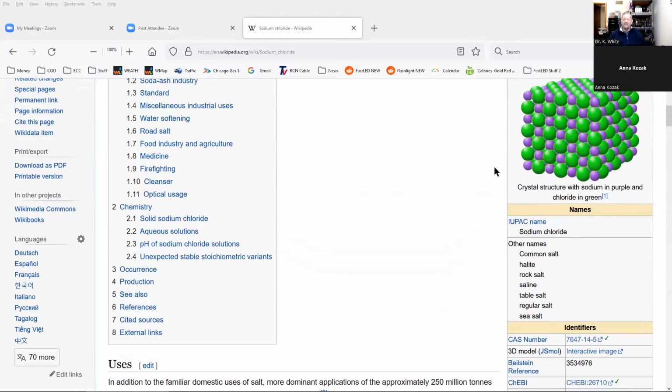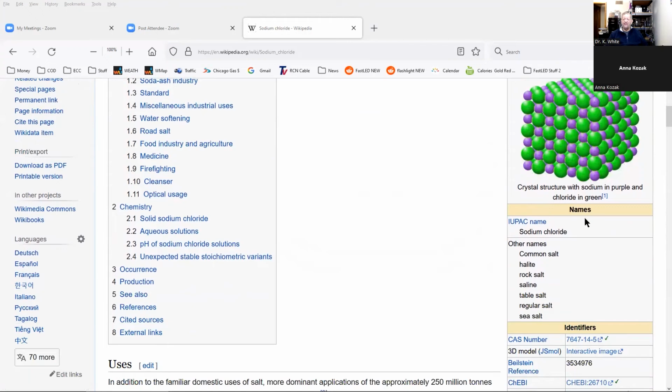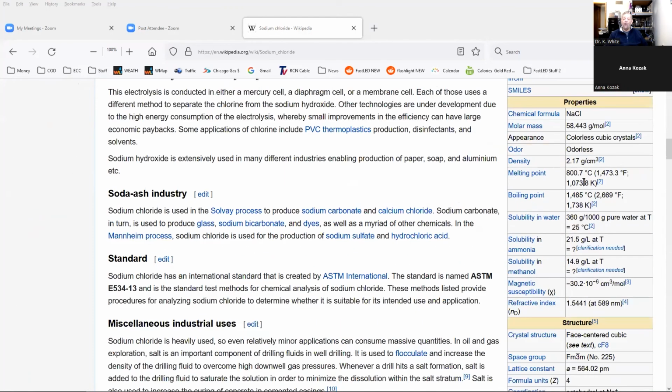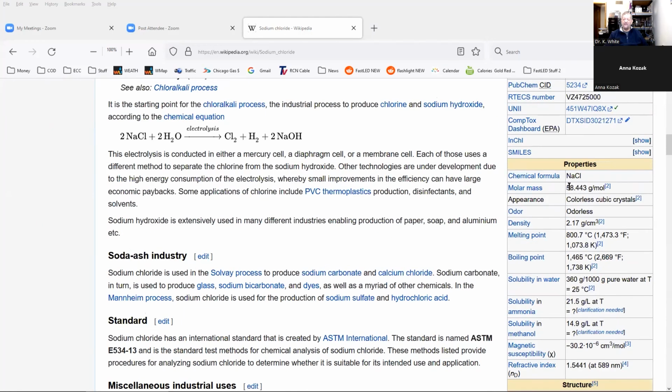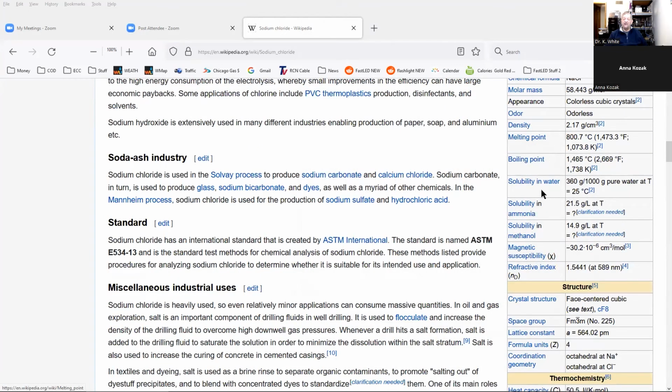Now, if you look on the right-hand side, you see names and then identifiers. Oh, properties. If you look down here, they have the molar mass, how many grams per mole, and they have the density. And if we go here, solubility in water. This is the maximum amount you can put in. You have pure water, which we don't, but let's assume you do.